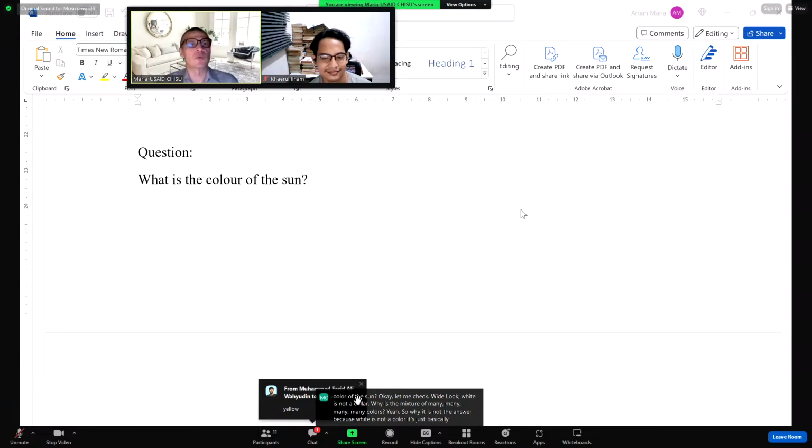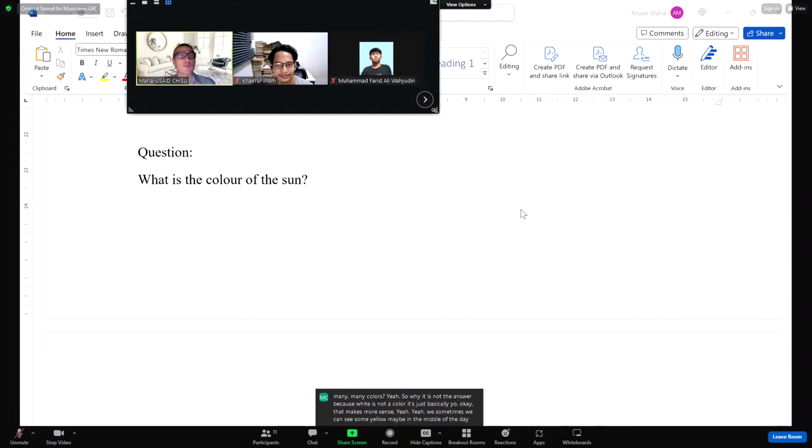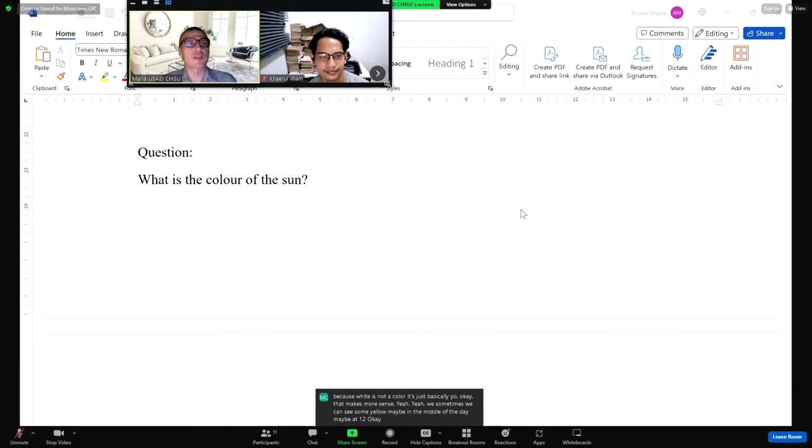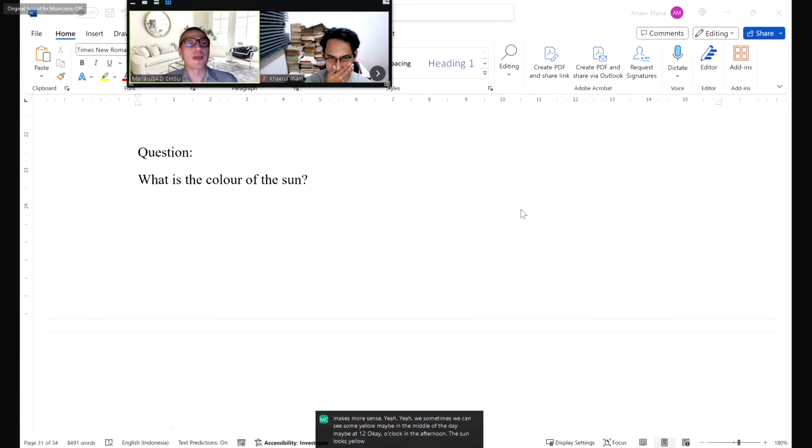Yellow. Okay, that makes more sense. We sometimes can see the sun yellow, maybe in the middle of the day, maybe at 12 o'clock in the afternoon. The sun looks yellow. But in the evening or in the morning, the sun looks red.